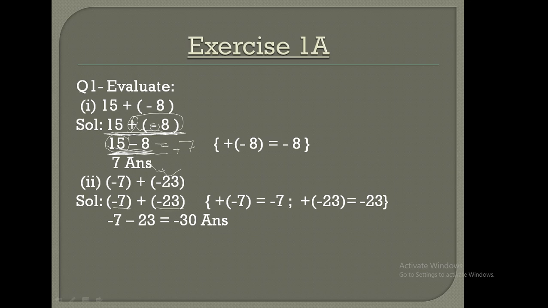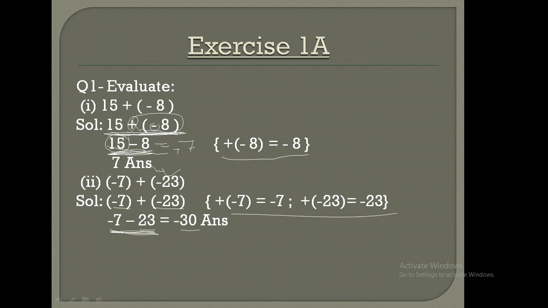Again we have to open this bracket. After opening this bracket, minus 7 will come and minus 23 will come. Now minus 7 and minus 23 both are negative. Both are negative, it means that the answer will also be negative. So it will come minus 30. Here in the bracket I explained how it happens.